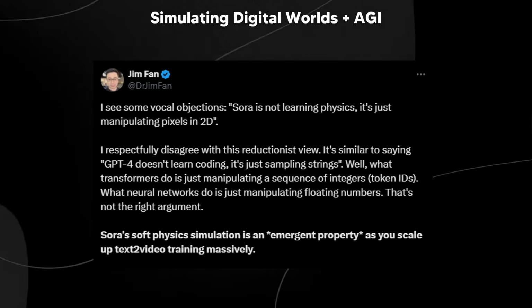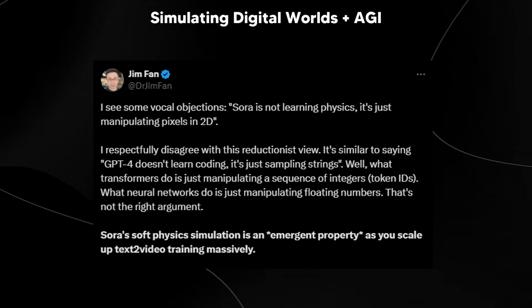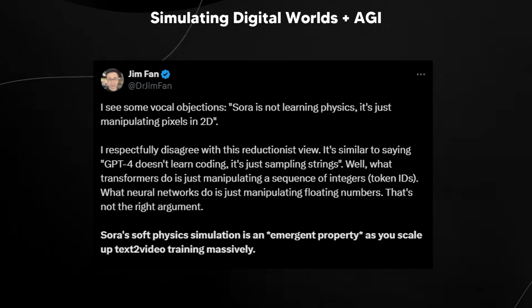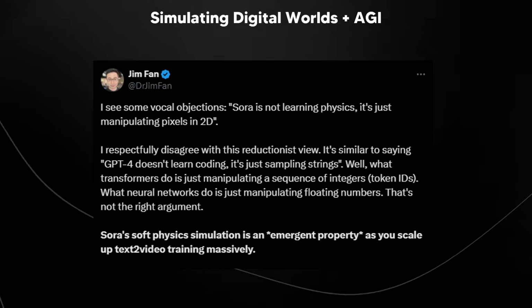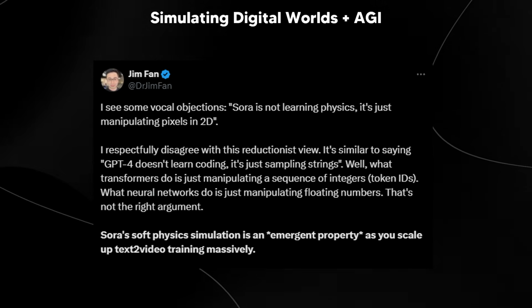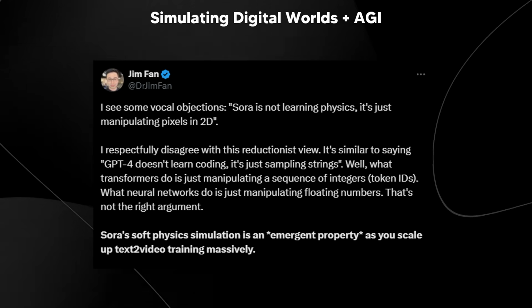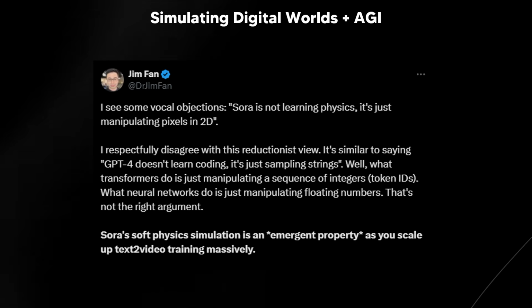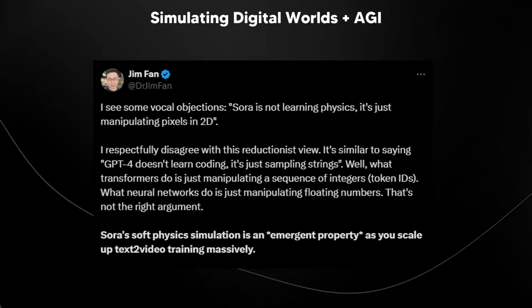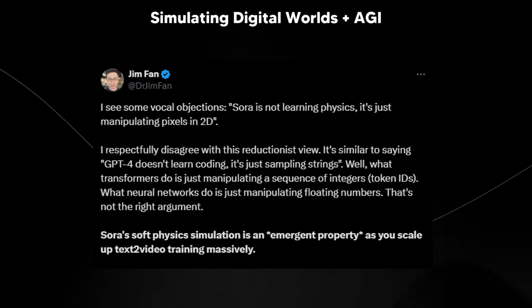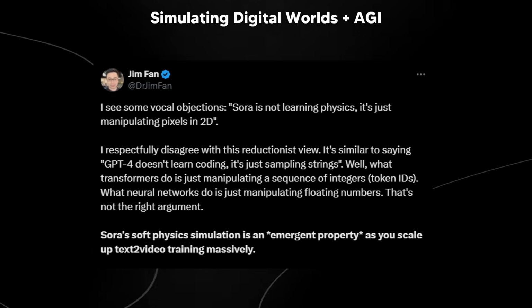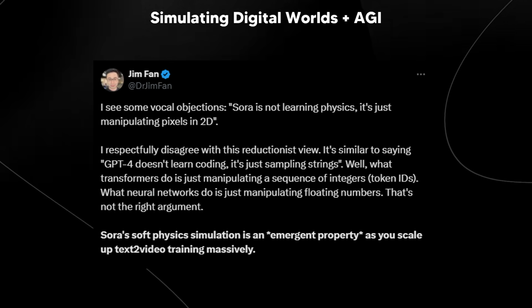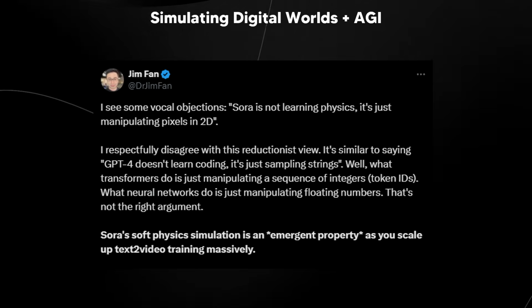Sora's soft physics simulation is an emergent property as you scale up text-to-video training massively. So understand that what we're seeing here is, of course, an emergent property of this kind of system. And in order to generate the right kinds of things, you do have to have some kind of understanding of physics, or else it's going to look really weird. If you've ever done 3D animation before, you'll know that to animate certain things, you need to understand exactly how physics works to make them look realistic, or else it looks really weird.